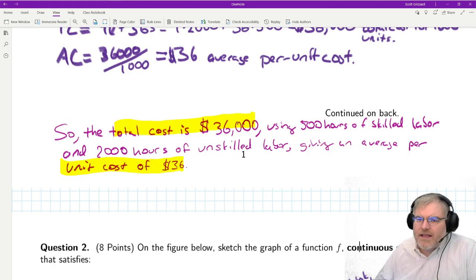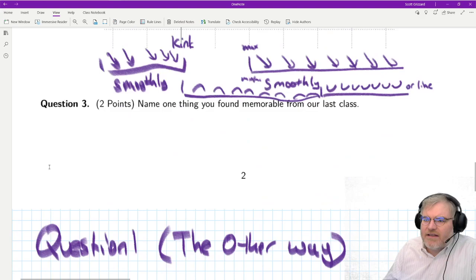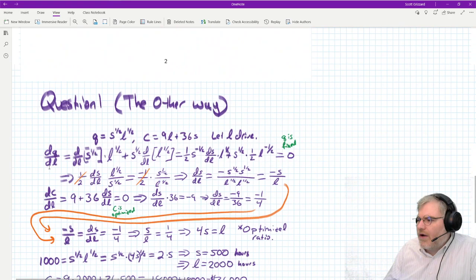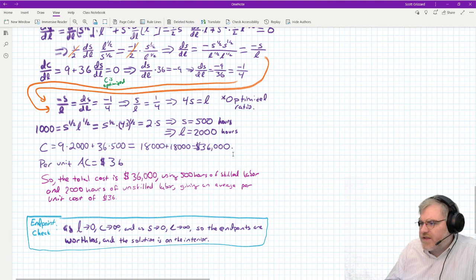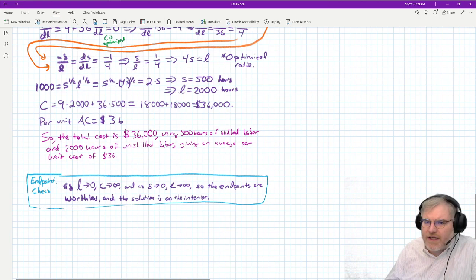Now, there's a question about could I have used the other method, okay? And the answer is yes. So the method that I did last night, I could have used that, and here's the way to do that. I could have picked one of the variables to drive, differentiated everything, gotten the two zeros, solved both for ds over dl or dl over ds, and I would have solved for my optimal ratio, and then I wind up with S equals 300, L equals 2000, and a per unit cost, and the cost is there. And then I do an endpoint check, right, and the endpoints are infinity for cost, so I don't care. So yes, I could have done that.